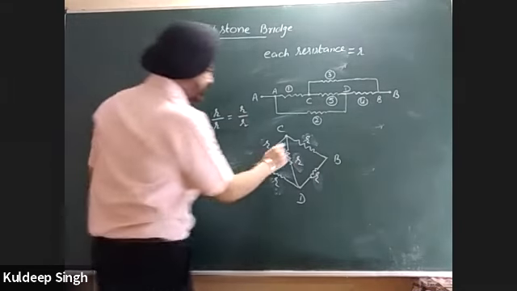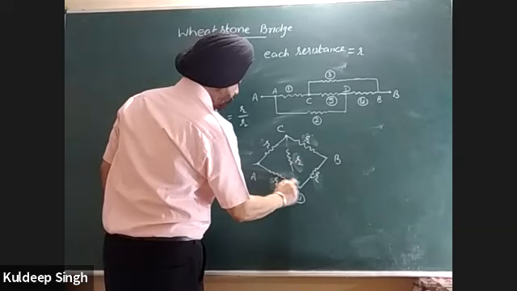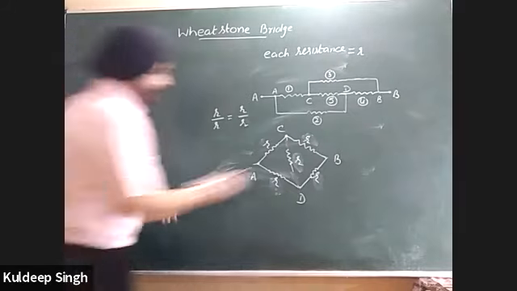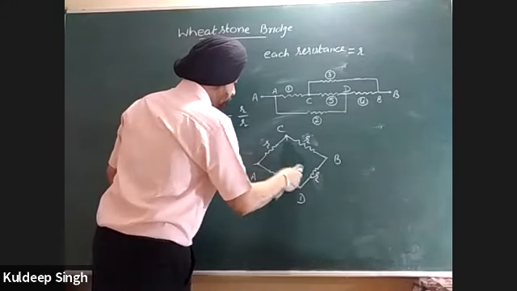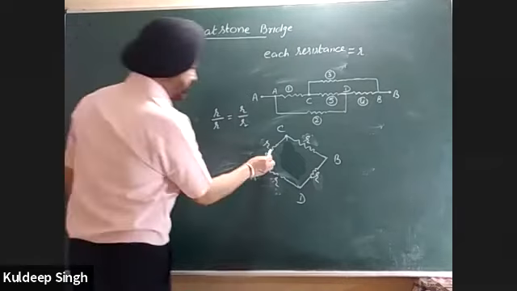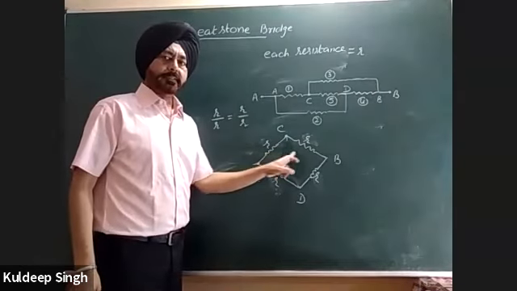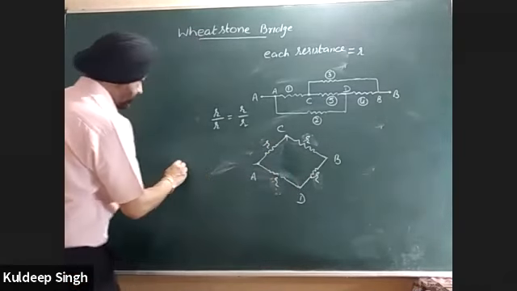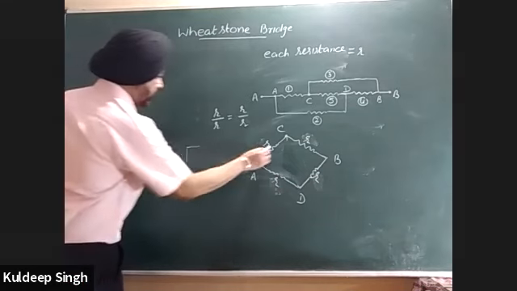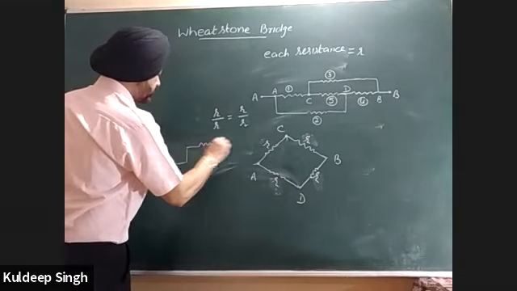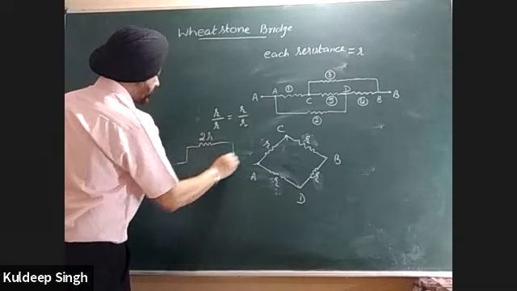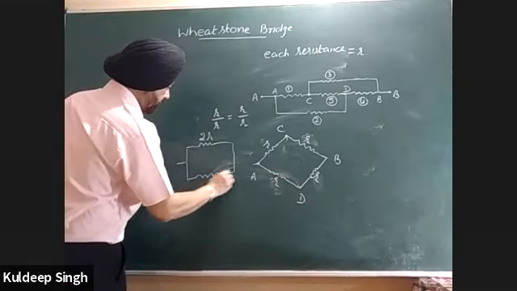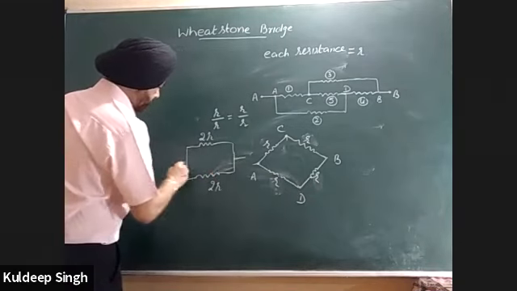Hence, this resistance can be removed. So I can remove this resistance. When you remove this resistance, you are left with 2 branches. In the first branch, R and R are in series, and here the 2 are in series. So I can draw this circuit as R plus R, 2R, and similarly R plus R, 2R, and now they are connected in parallel.